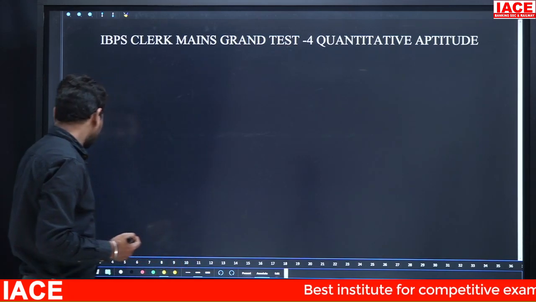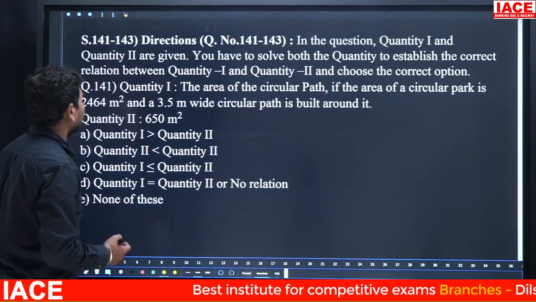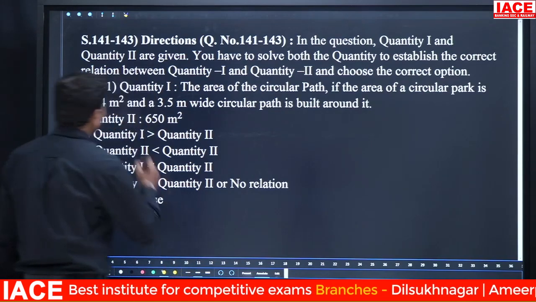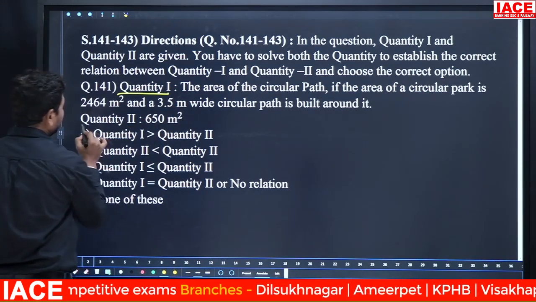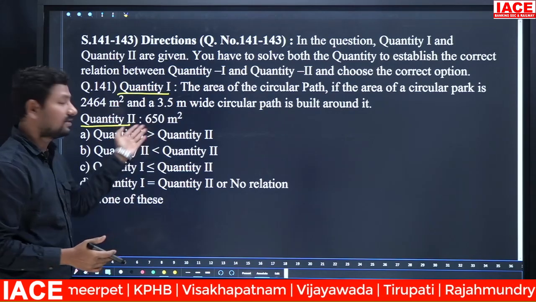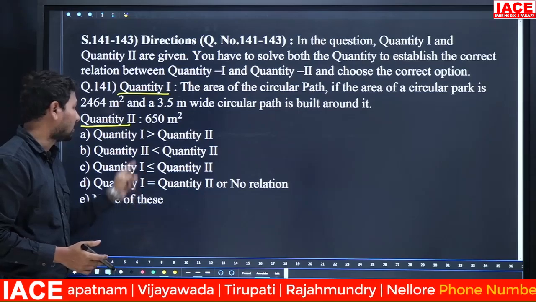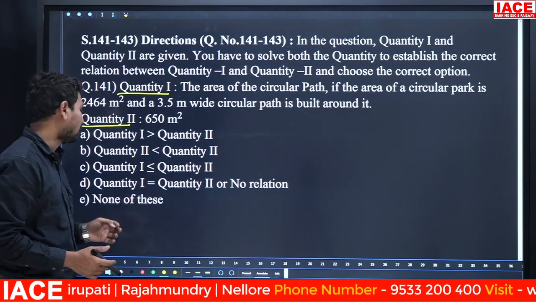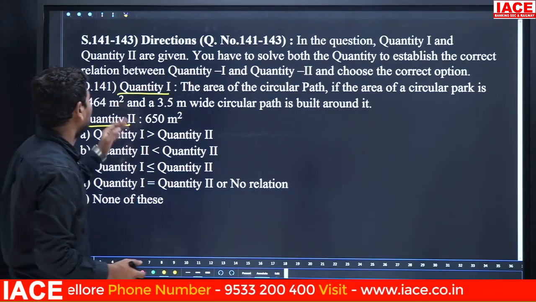Let's see the questions. Look at the first one, we have a quantity based question. Here is quantity 1 and next quantity 2. First of all, we can focus on the quantity 1 calculation. Later we will compare it with 650. After that you can find the relation: less than, greater than, less than or equal, greater than or equal, or cannot be determined or no relation. Look at quantity 1.